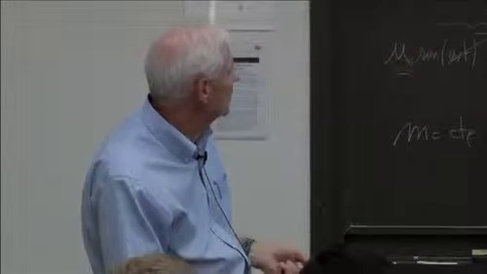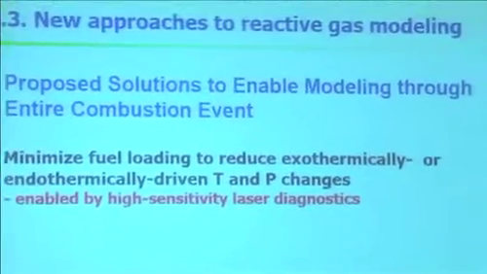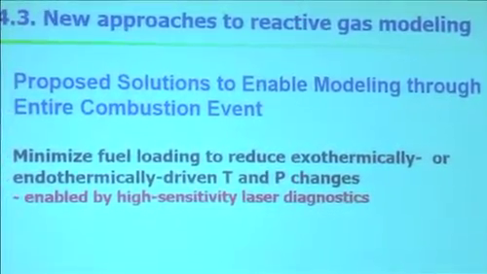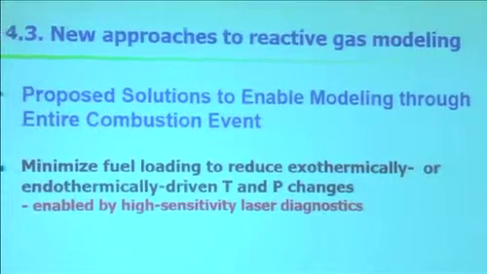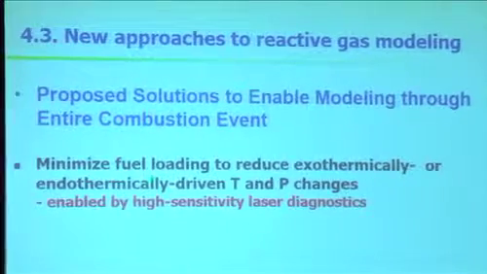in the last year or so. So how do you get around this problem? Assuming you've solved the dp/dt problem, now we're just dealing with reactive energy release problem. How do you solve this problem? Use very little fuel.